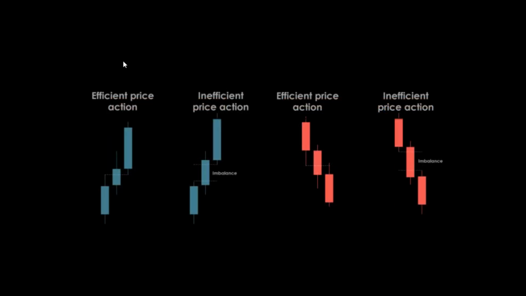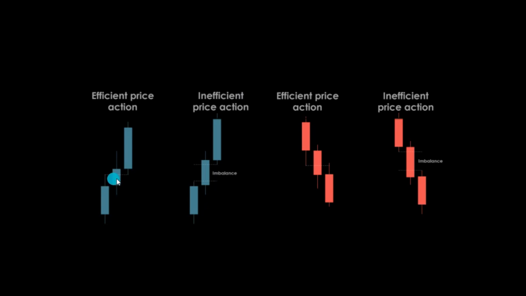Now in this video, we are going to be discussing a particular level of support and resistance called the fair value gap. So what is the fair value gap? We are going to be using this illustration to define it. Here we have what we call efficient price action, and you can see a three candle formation here. We have candles 1, 2, and 3.